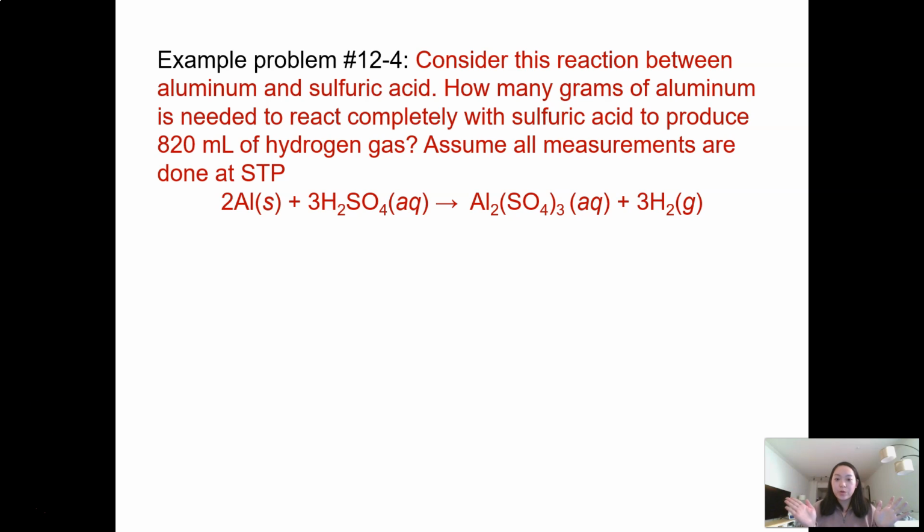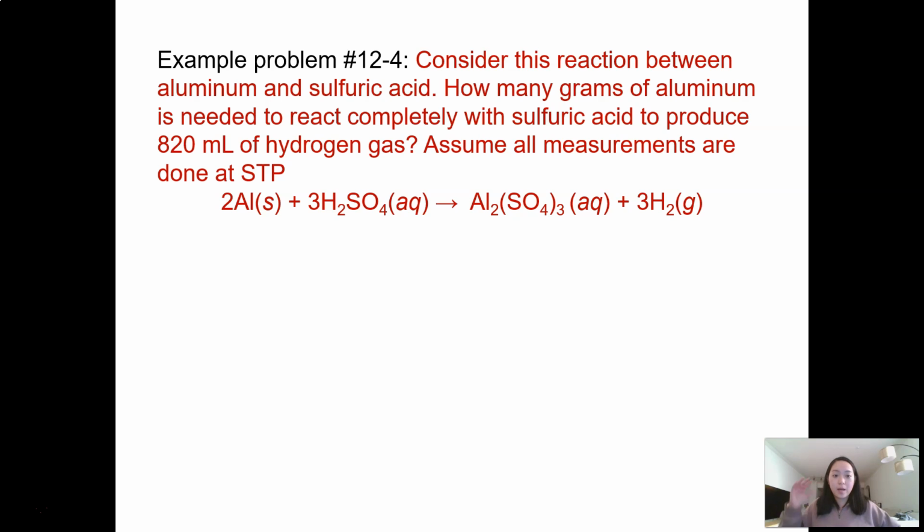Hello everyone. So in this video, I want to go over how to do another stoichiometry problem that goes from volume to mass. Now this problem is a reaction about aluminum and sulfuric acid. Now the question for you is, how many grams of aluminum is needed to react completely with sulfuric acid to produce 820 milliliter of hydrogen gas? Assume that all measurements are done at STP.